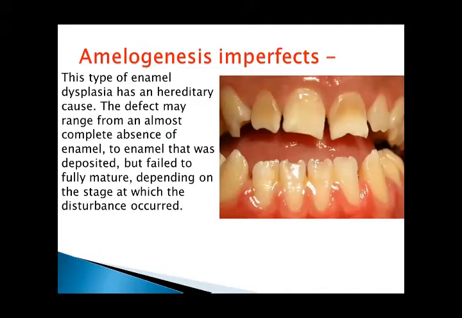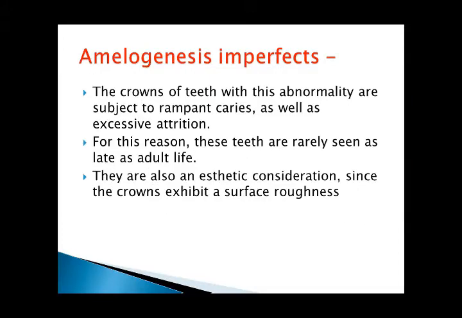Amelogenesis imperfecta. This type of enamel dysplasia has a hereditary cause. The defect may range from an almost complete absence of enamel to enamel that was deposited but failed to fully mature, depending on the stage at which the disturbance occurred. The teeth with this abnormality are subject to rampant caries as well as excessive attrition.